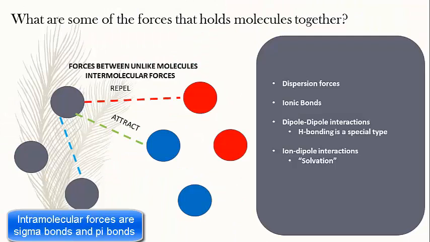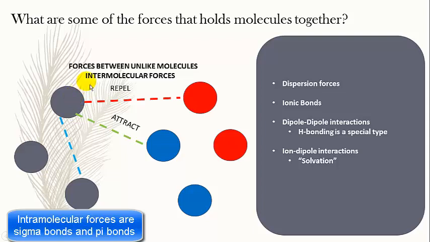As an introduction to this chapter, we want to ask ourselves the question, what are some of the forces that hold molecules together? So imagine you have molecule A here in gray, molecule B here in blue, and a molecule here, we'll call it C, and molecule C is in red. Molecules will attract to one another, or they can repel one another. A classic example is oil and water. They have intermolecular forces that repel one another.